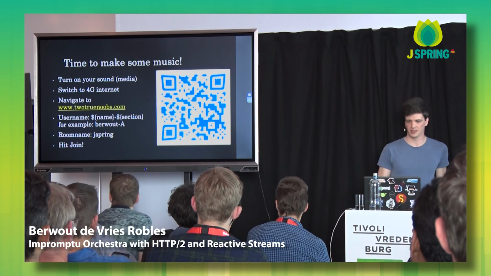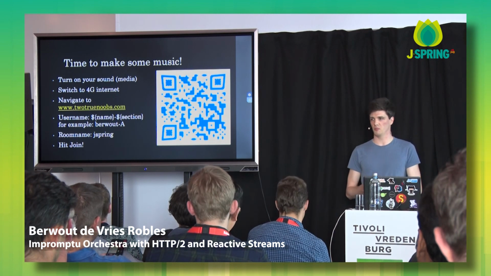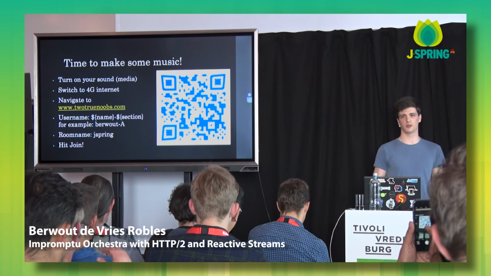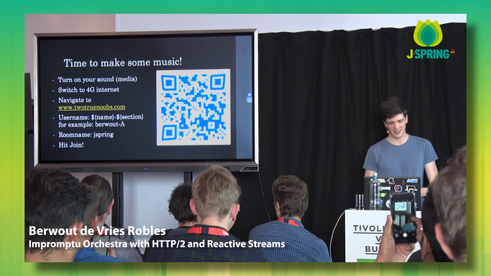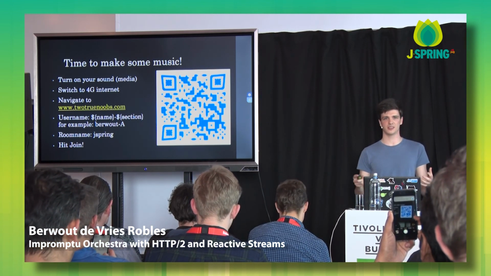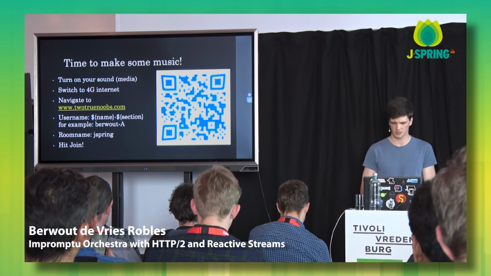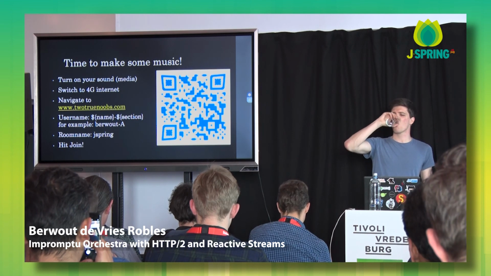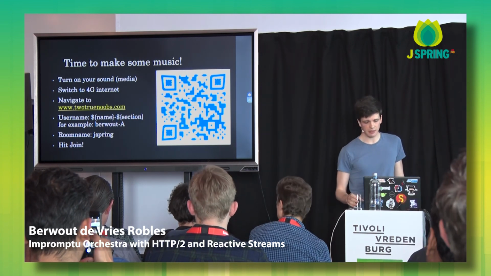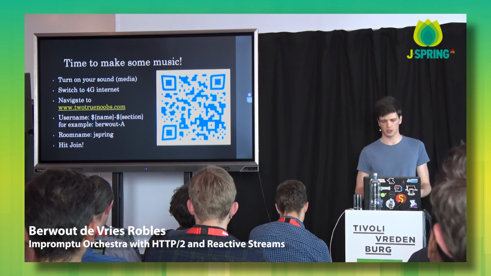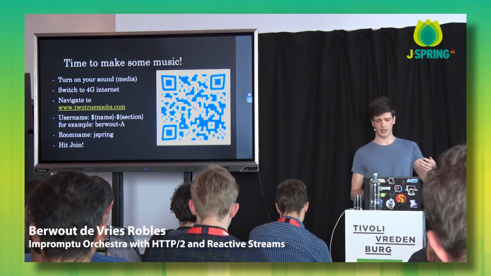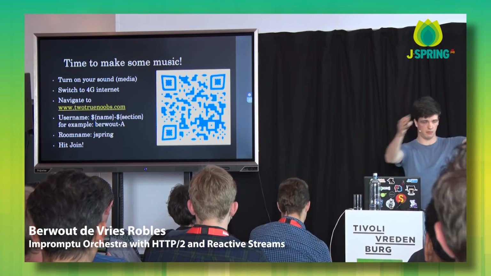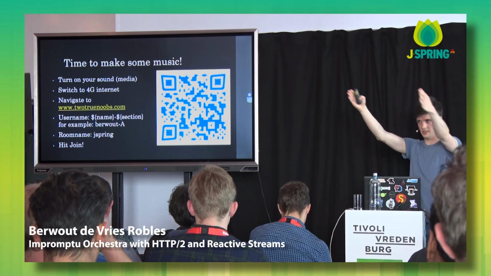All right. So you have to turn on your mobile cell phone sound, hopefully only your media sound, because otherwise you might get called. The best is to switch your phone to 4G internet, because it's the most synchronous, I would say. You navigate to my website, and then you enter a username, which is just your name followed by the sections I just gave. So front row section A, B, C, D.